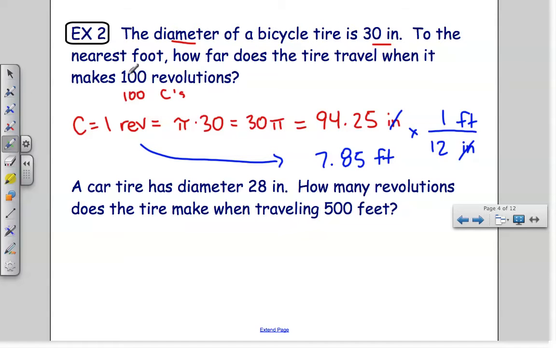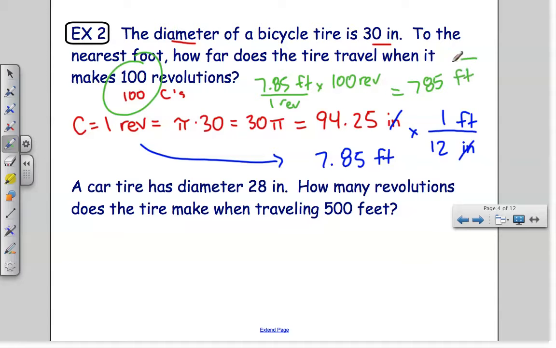But we're doing 100 revolutions, right? So 7.85 feet times 100 revolutions. Really, because this is 7.85 feet per one revolution, right? We'd cross that off. So multiply by 100, I'm looking at 785 feet. They said I could do nearest foot, 785.39, so about 785 feet. Okay, so keeping in mind a revolution is the same as the circumference. Found the circumference of that wheel and multiplied by 100 because I'm doing 100 revolutions.